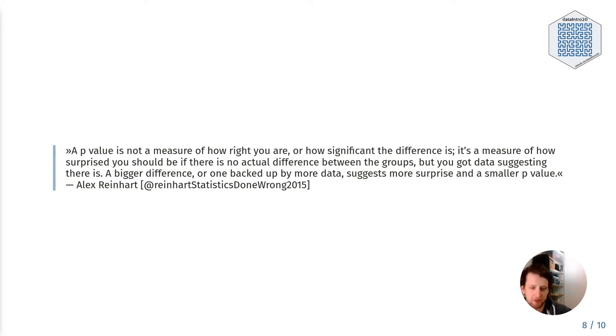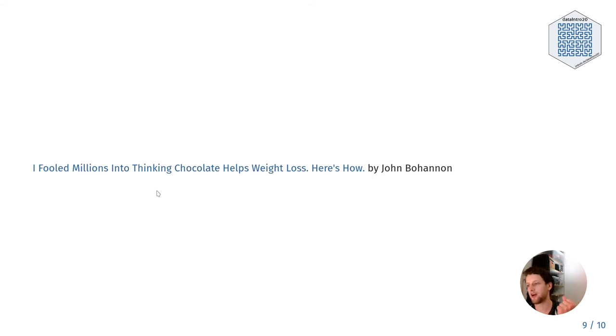In a publish or perish mentality, this can easily happen. And negative findings are not published nearly enough. So most published findings are likely exaggerated, just by pure statistics. John Bohannon showcased this beautifully by running a chocolate consumption study and getting it published. And he wrote this blog post about it called "I Fooled Millions into Thinking Chocolate Helps Weight Loss, Here's How," which I really recommend. So how can we go about this?